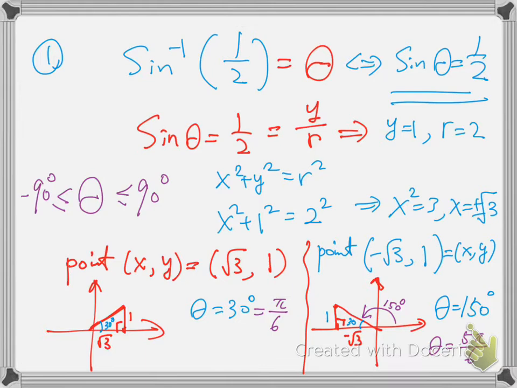So now you can see we have to keep solution 1, theta 1, and drop solution 2, theta 2, because it's not in the domain of the inverse function. The range of the inverse sine is between negative 90 and positive 90. One more example.